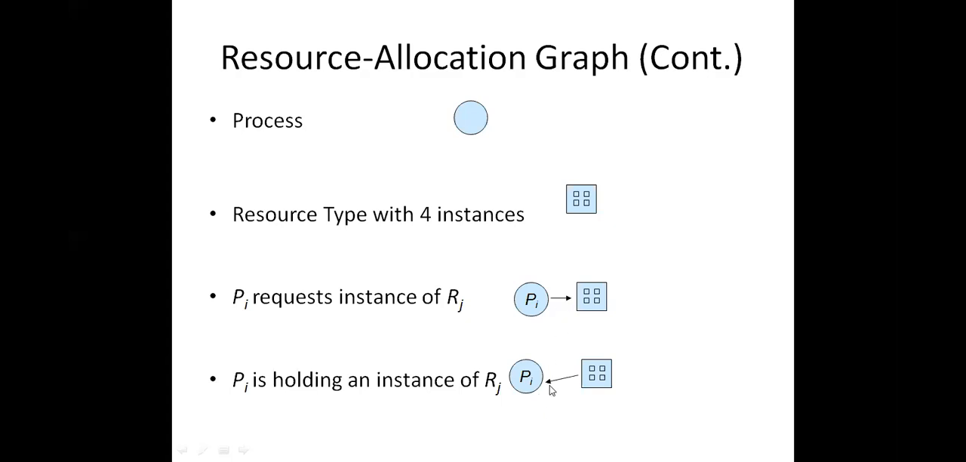So what about this one? This is called assignment edge. Why? Because from the resource to a process means the resource is allocated to the process, that is assigned to the process. That is the reason why it is assignment edge. Why is the other one called request edge? Because from a process to a resource, the process is requesting the resource, so it is directed to the resource from a process. Whereas an assignment edge is from the resource to the process.